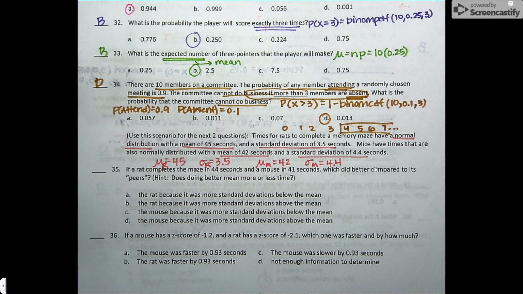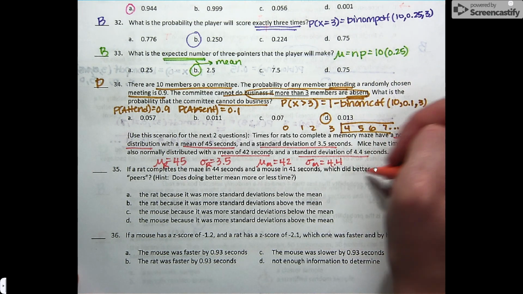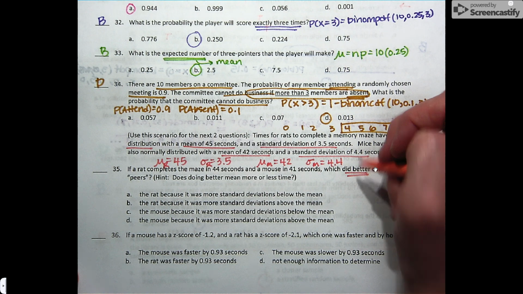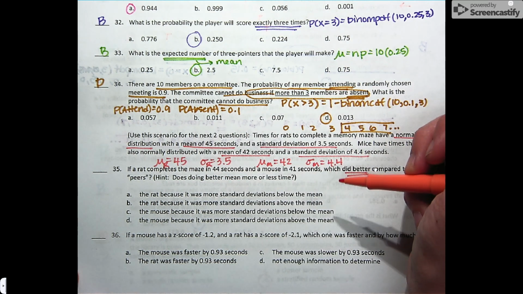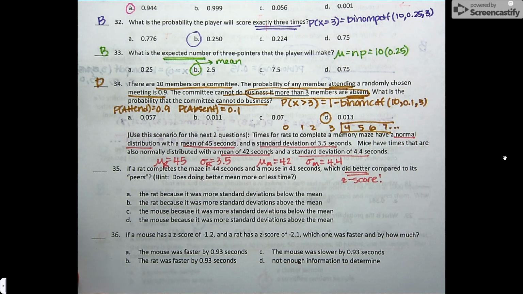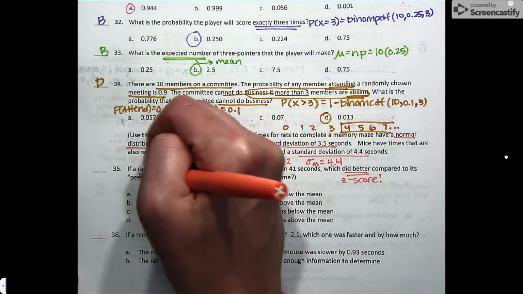If a rat completes the maze in 44 seconds and a mouse in 41 seconds, which did better compared to its peer? So remember, if I ask you to compare two different distributions with different means and different standard deviations, that means you're going to be using a z-score. Z-score just puts them on an equal level playing field. So let's find the z-score of the rat first.